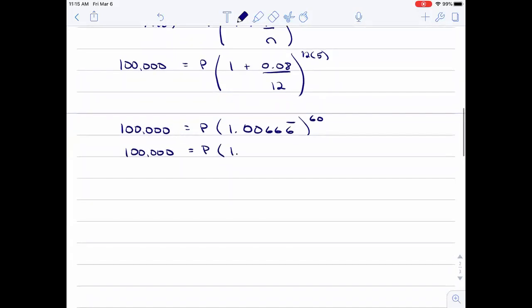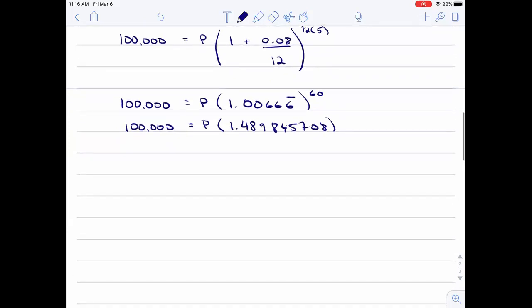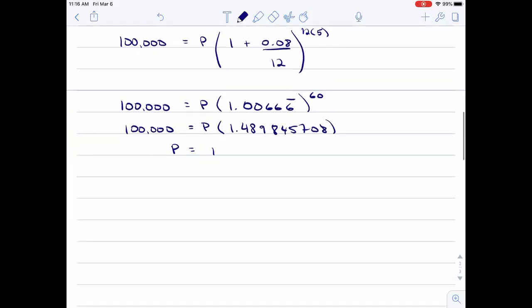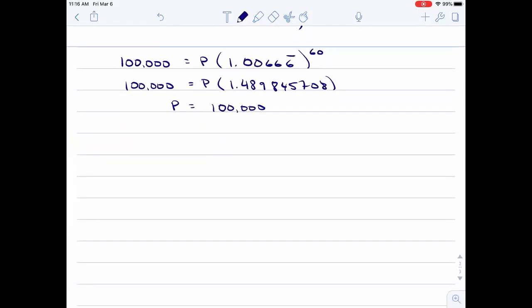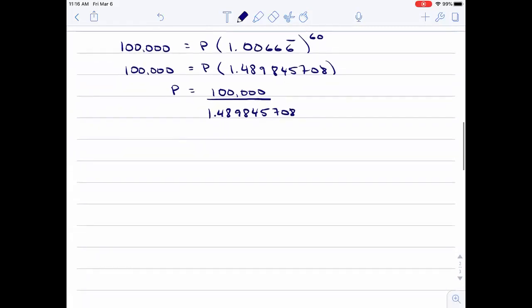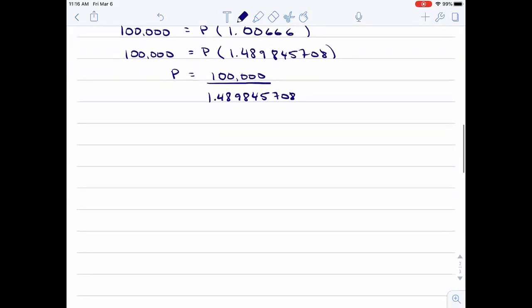So I get P times 1.489845708. Solving for P, I divide both sides by 1.4898 and so on. So I get P is 100,000 divided by 1.489845708. Keeping that in your calculator, I do 100,000 divided by the previous answer. P is 67,121.04444.